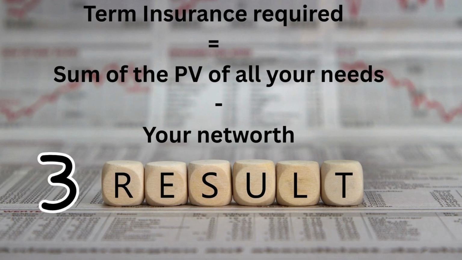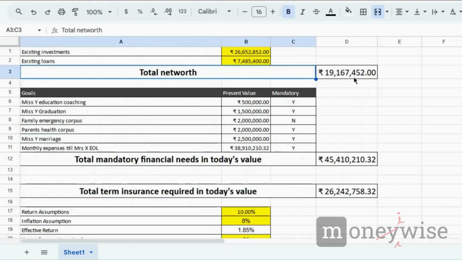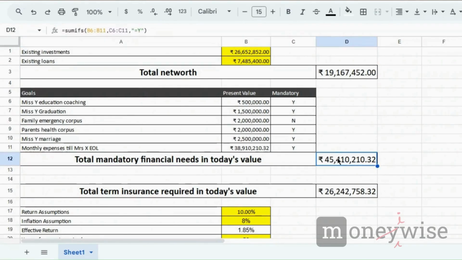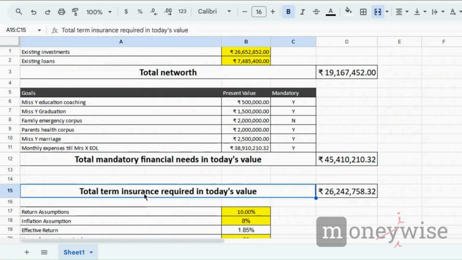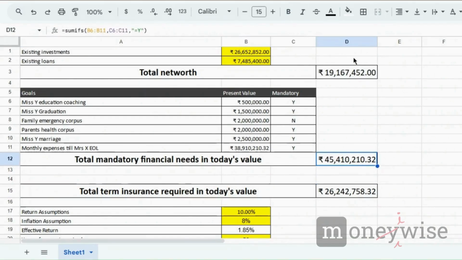So step 3 is calculating the final result, which is term insurance required is equal to sum of present value for your needs minus your net worth. Now let us look at the calculation of term insurance required for Mr. X. Step 1 is calculate your total net worth. Step 2 is identify your financial needs as of today. So the total term insurance required will be this minus this, which is your financial needs as of today minus the total net worth, which is equal to the total term insurance required.